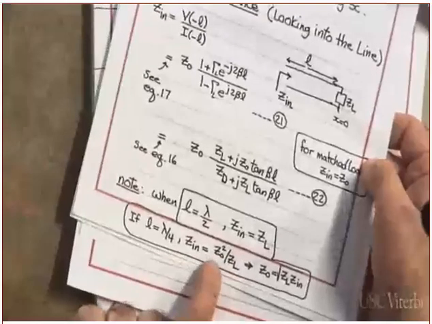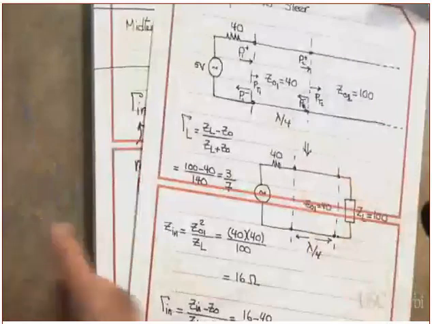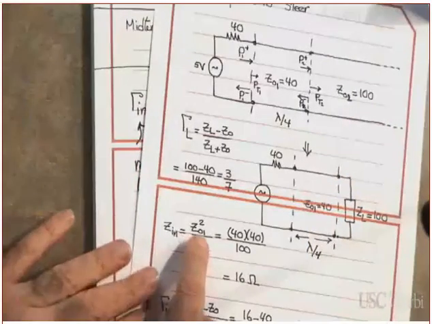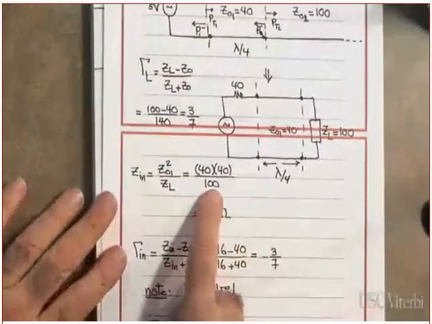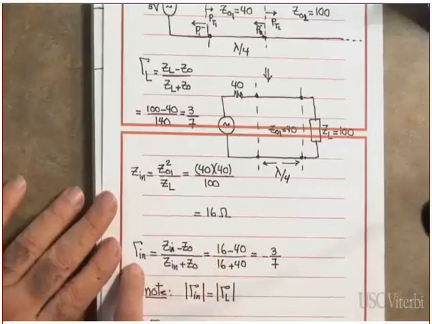Zn equals Z naught squared over what? So Z naught squared, which is 40 times 40, divided by what? 100, which is 16 ohm. Clear? Yes?